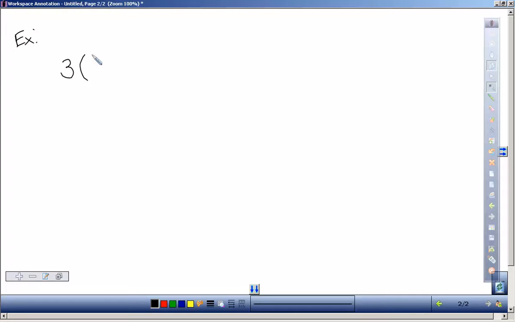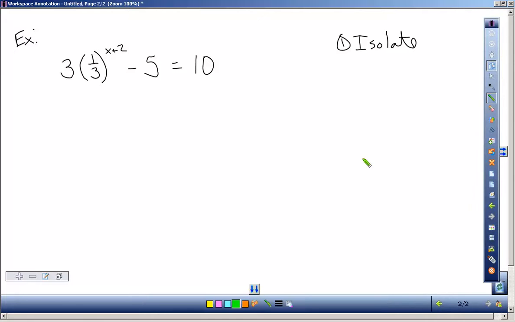So let's say I have 3 times (1/3) to the x plus 2, minus 5, is equal to 10. I want to solve this exponential equation, so I need to follow my steps. My first step is to isolate. So I need to get the exponential by itself. Please remember the exponential is where x is in the exponent, so that's just the base and the exponent. What I'm trying to isolate is this part. That means anything that's not the base and the exponent, I need to get rid of.